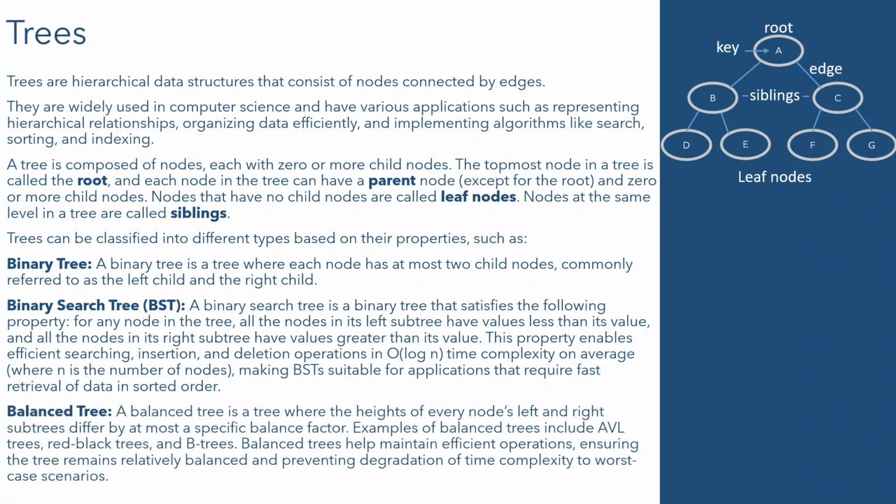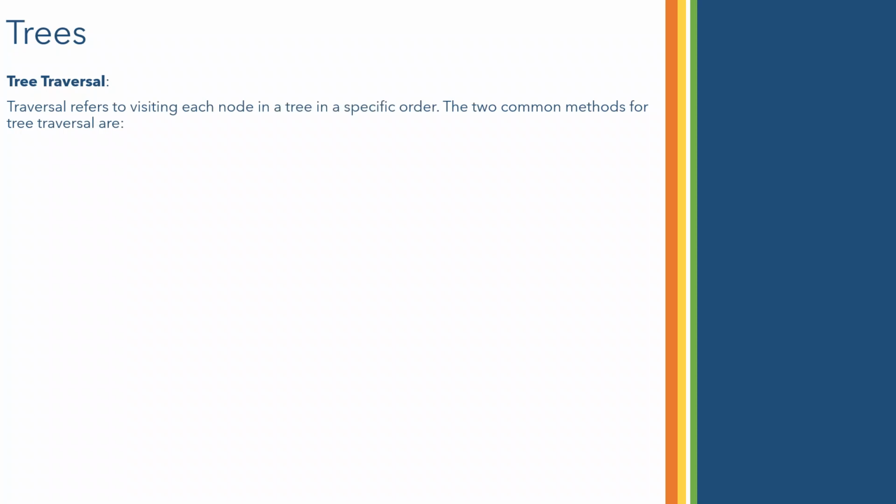Balanced tree. A balanced tree is a tree where the heights of every node's left and right subtrees differ by at most a specific balance factor. Basically, AVL trees, red-black trees, and B-trees are balanced trees which maintain balance, ensuring the tree stays relatively balanced and preventing the degradation of time complexity in worst-case scenarios for retrieve and insert operations. We'll see those things in the coming slides.